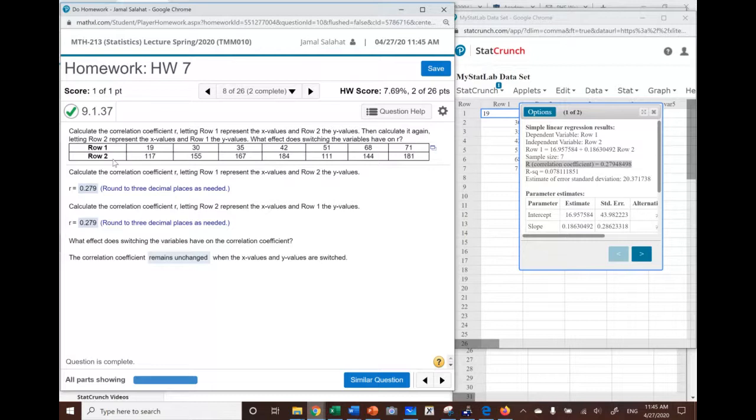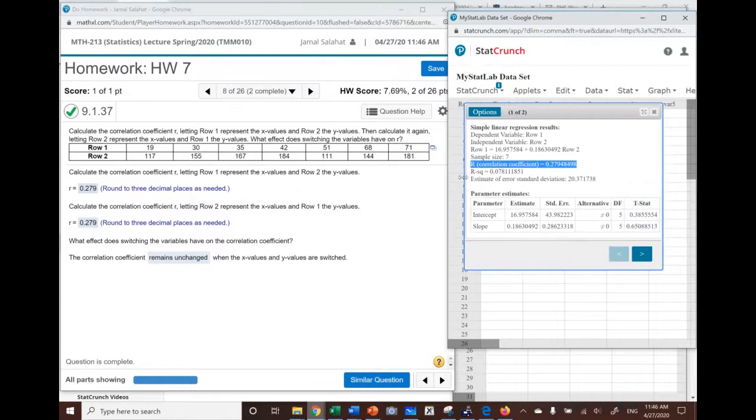Weight and hours of exercise. We know that the weight is influenced by how much you work out. So therefore, the weight of the person will be the Y, and the hours of exercise will be the X. Is that clear? And don't try to reverse those.